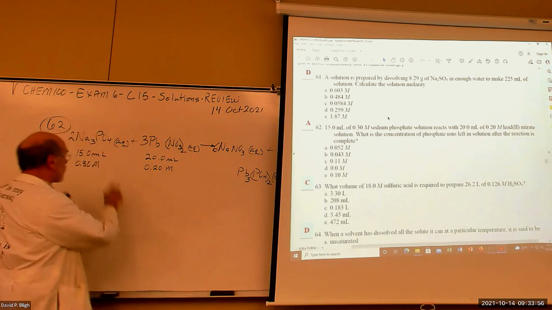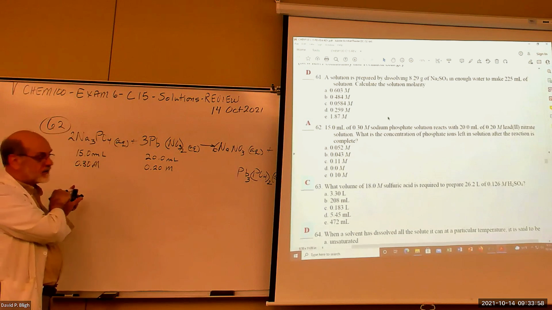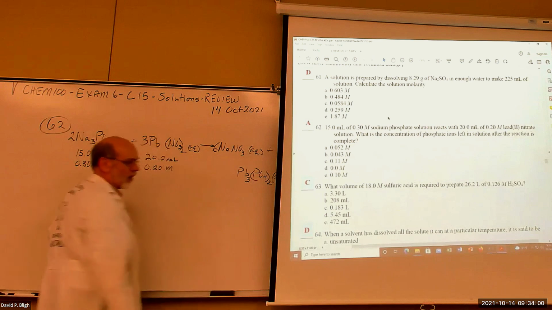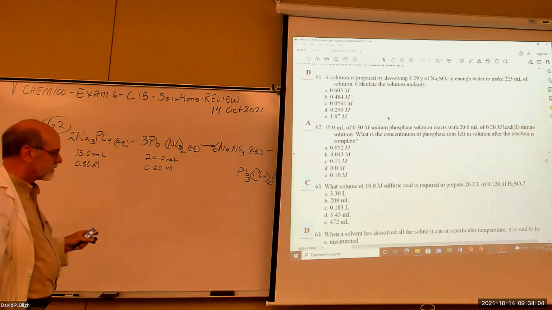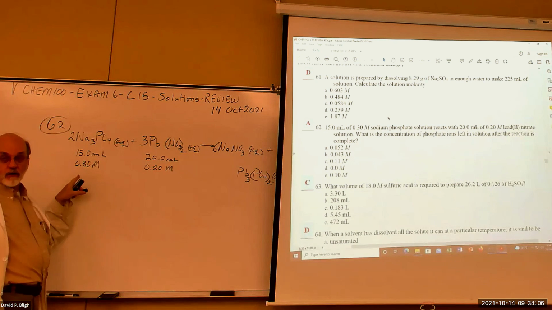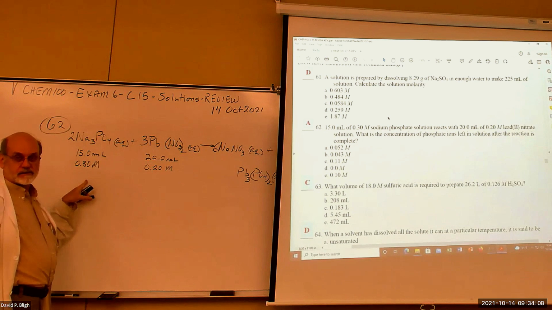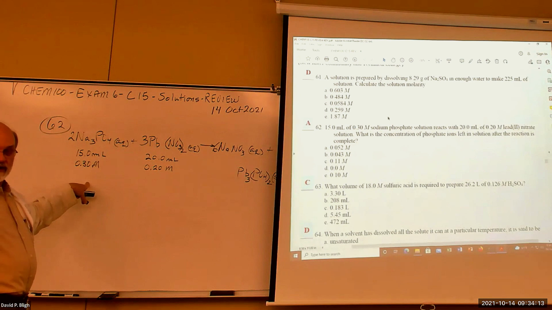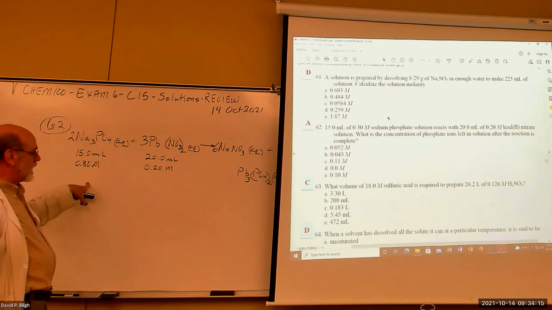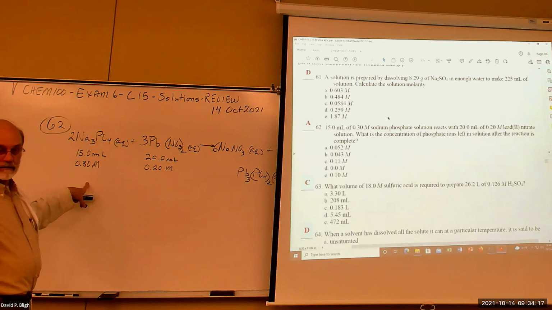So over here, the phosphates are in solution. Over here, the phosphates are as a solid. They're not in solution anymore. But maybe we've got some left over from this one, right? If this is excess, then we do have some phosphate left over. We have to determine which one is limiting.